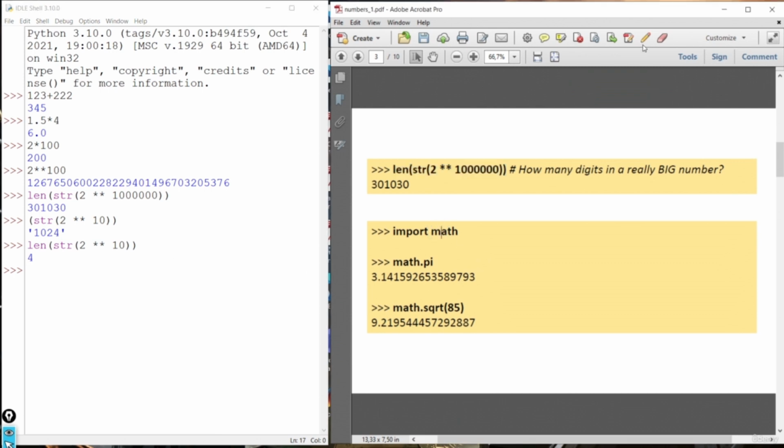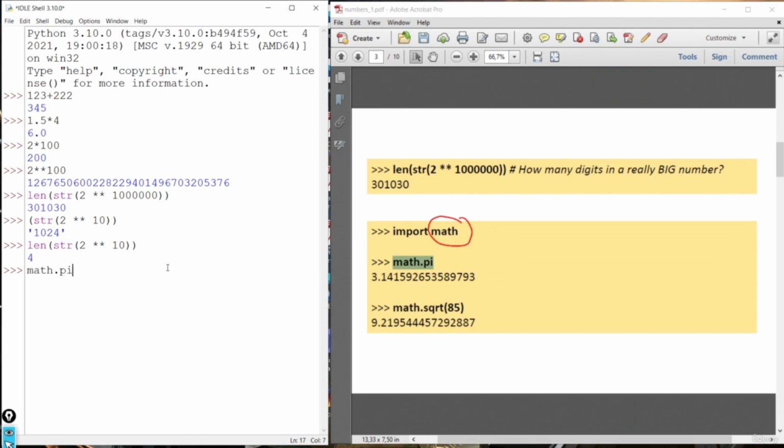Okay, let's continue with the other expressions on the PDF. Here, this is math module. We will see the modules in other lectures. To use some specific numbers like pi, e, we have to include this module using the import command. Otherwise, we cannot use pi directly.